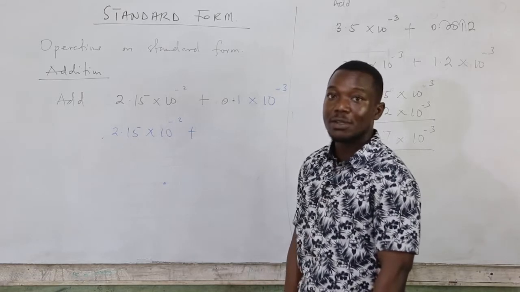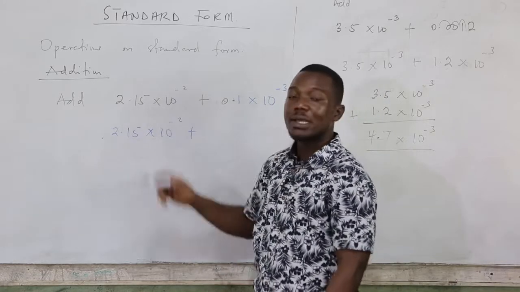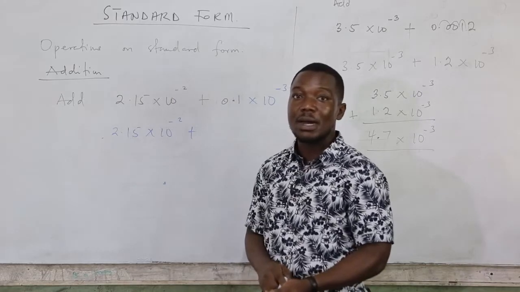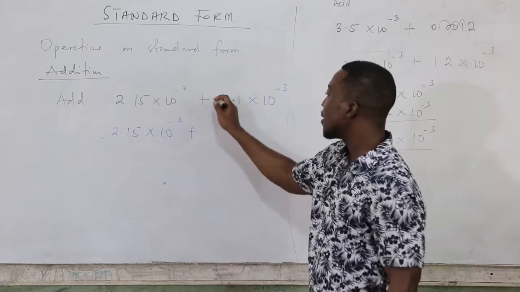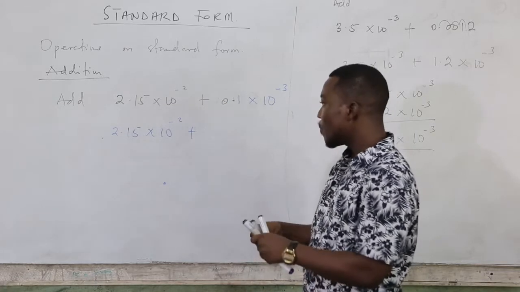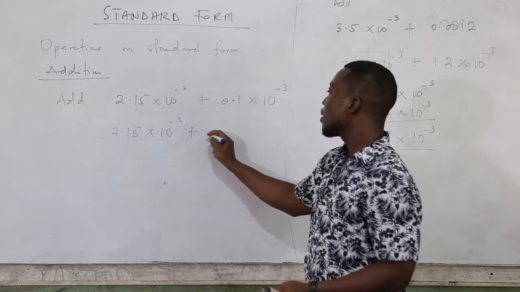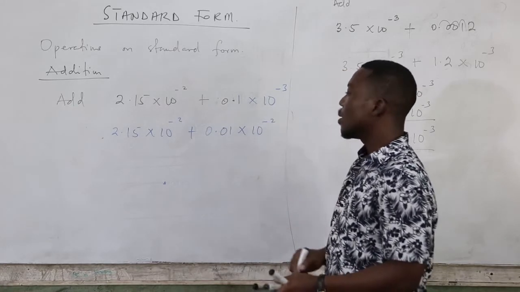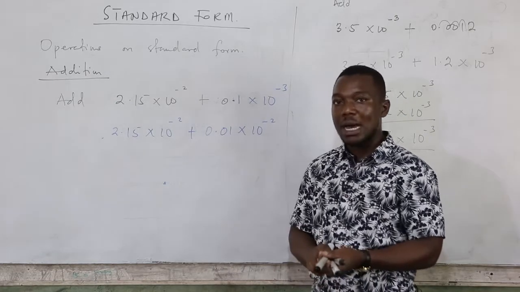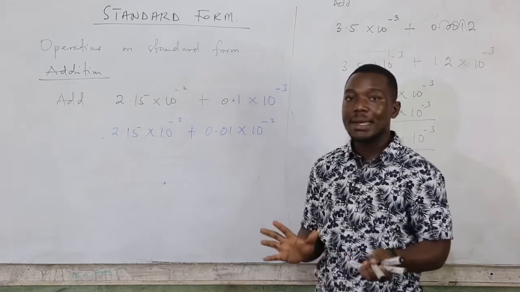So we are going to make it a little bit smaller because we want to make the same thing, 10 raised to the power -2. So let's move it to this side. Now we have the point here. All right, so now both of them are in 10 raised to the power minus 2. We can add.